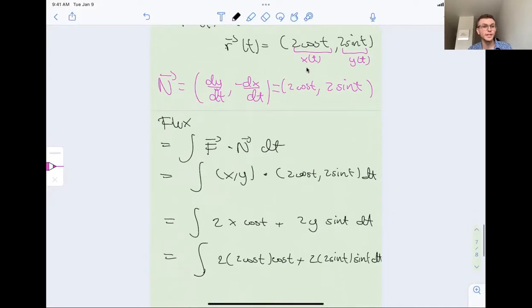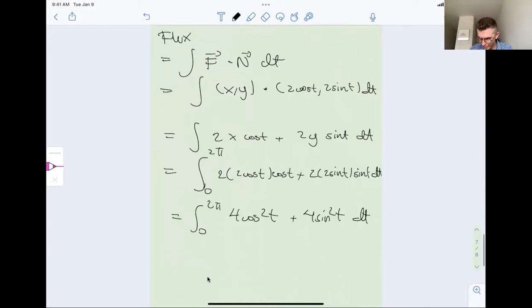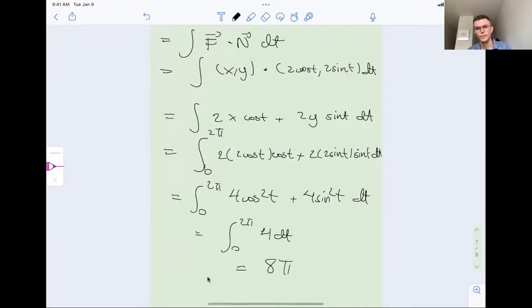And what are the values for t in this integral? What would you put here as bounds? t would go from where to where? It was a circle, right? So 0 to 2 pi, because t is secretly theta, and theta on a circle goes from 0 to 2 pi. So you get 4 cosine squared t plus 4 sine squared t dt. And remember, cosine squared plus sine squared equals 1. So you get the integral from 0 to 2 pi of 4 dt. So that gives you 8 pi.